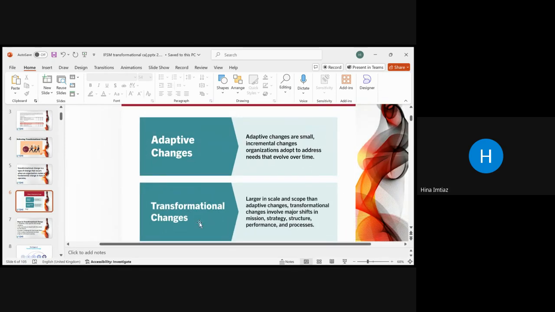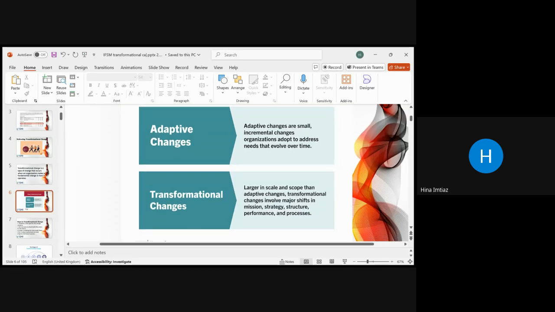So basically, adaptive changes are small. For example, if they want to cut out units of electricity and save energy, they decide that they will use a few lights, and so they will automatically save electricity. But these are adaptive changes, where they have to adopt the organizational culture, the organization's norms, values and ethics, so they can bring that change.